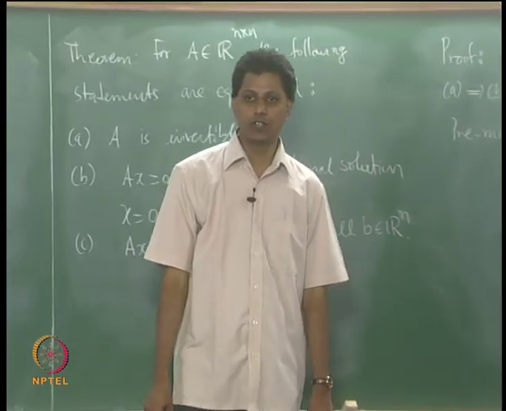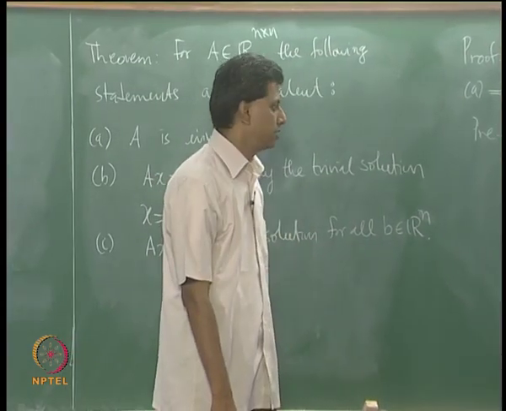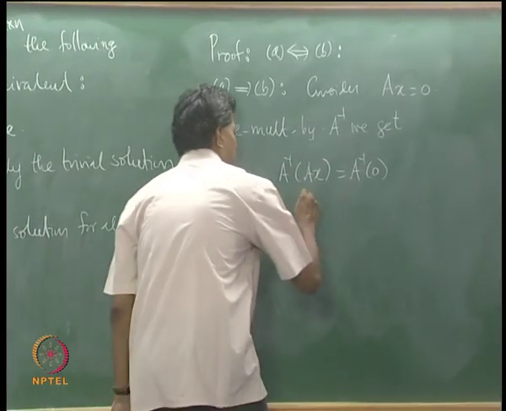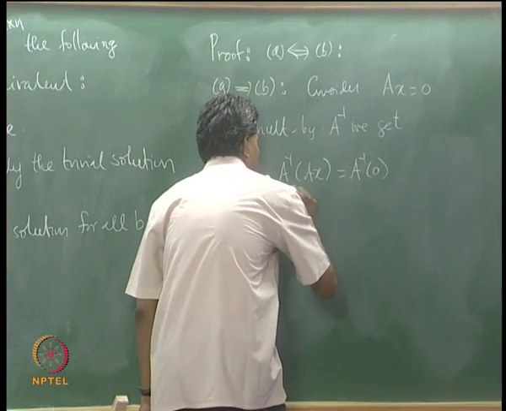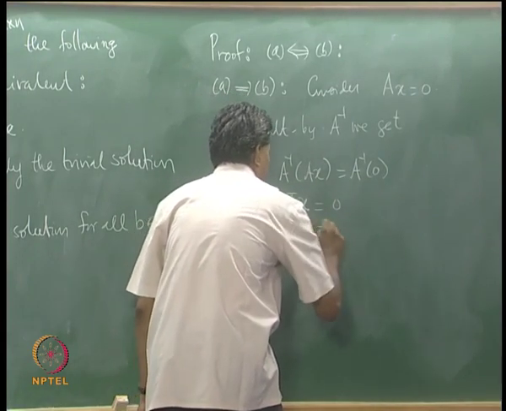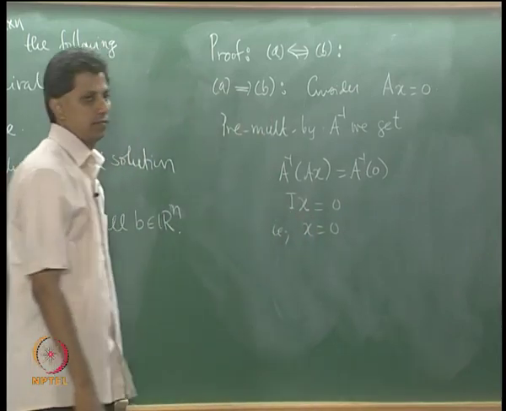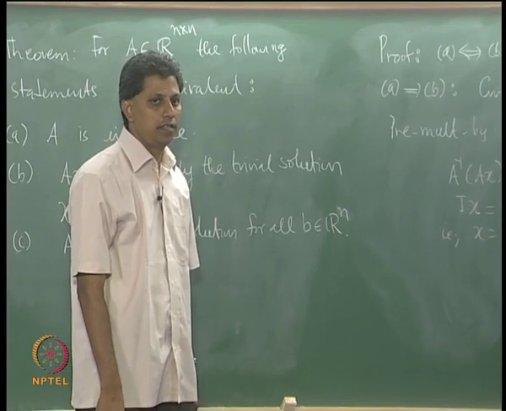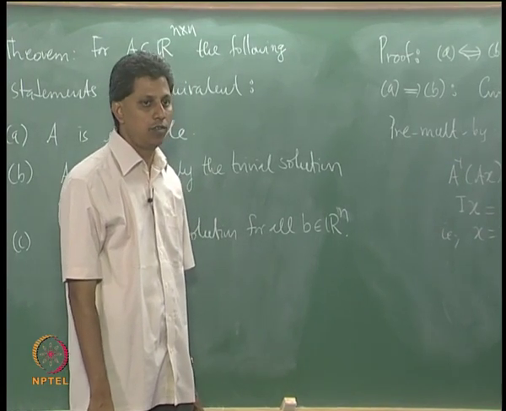A inverse into the 0 vector is the 0 vector. A inverse into A is identity by definition. Matrix multiplication is associative. So this is identity x, right hand side is 0, that is x equals 0. So if A is invertible, then the homogeneous system has only the 0 solution.